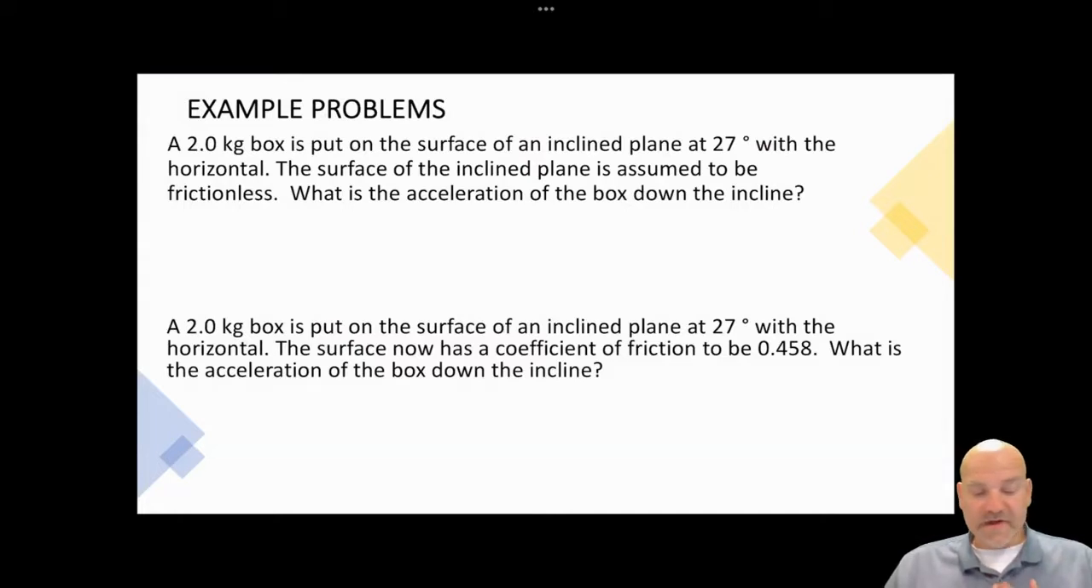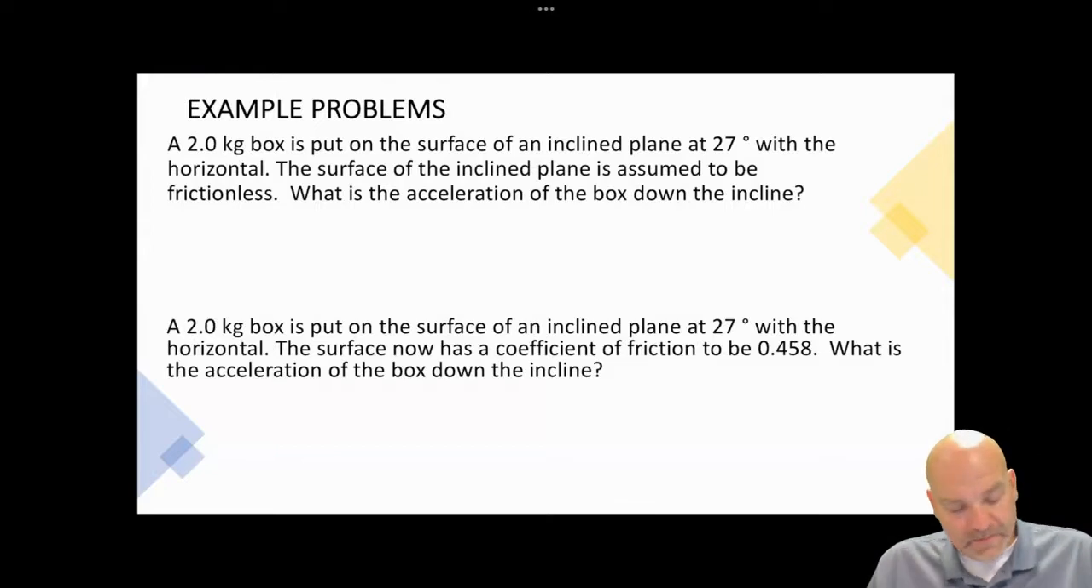All right, so let's look at a couple of example problems. You've got a 2 kilogram box on a surface that's inclined 27 degrees with the horizontal. The surface of the inclined plane is assumed to be frictionless. What is the acceleration of the box down the incline? Here's an example where we only have the two forces acting.